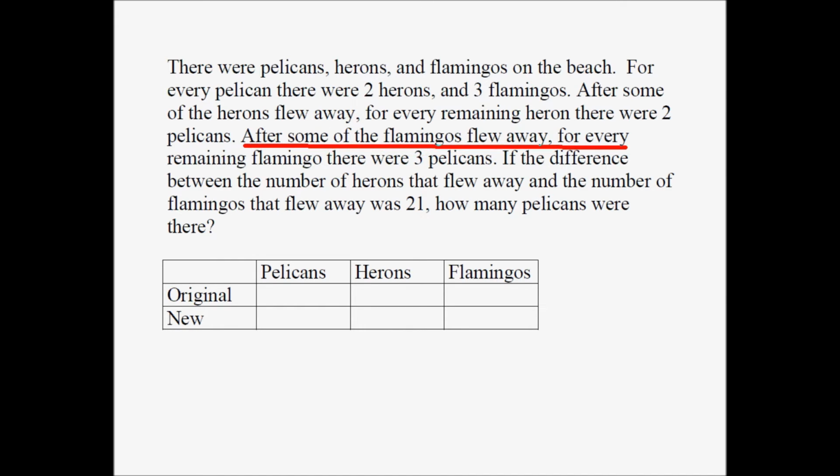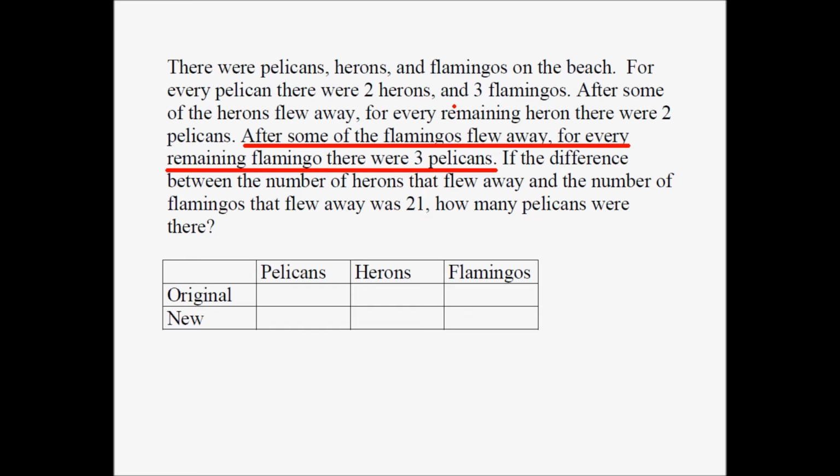What about this line? After some of the flamingos flew away, for every remaining flamingo there were 3 pelicans. So originally there were 3 times as many flamingos, but after some of the flamingos flew away, the number of pelicans was 3 times the number of remaining flamingos.